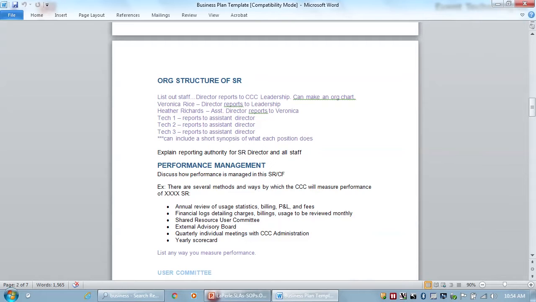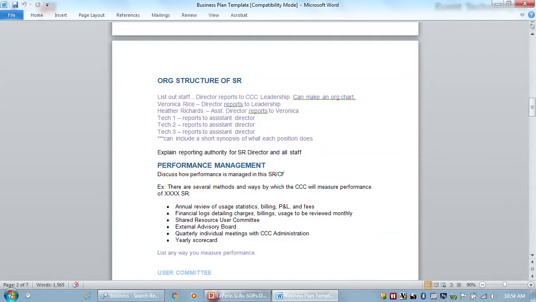If you want to, and some of our cores do this, provide a short synopsis of each person, or go into detail about why that person does that part of the job. You can do that. You can be as detailed as you want, but at minimum, you need to have an org flow of here's the director, here's the lab manager, and who reports to whom. So that's clear, and anybody writing or reading this knows who reports to whom.